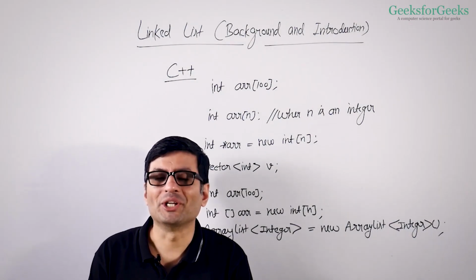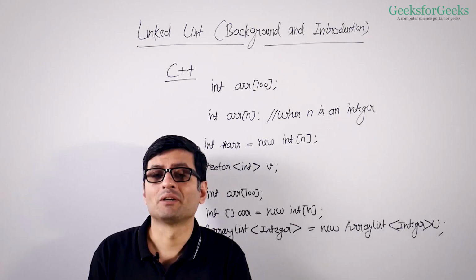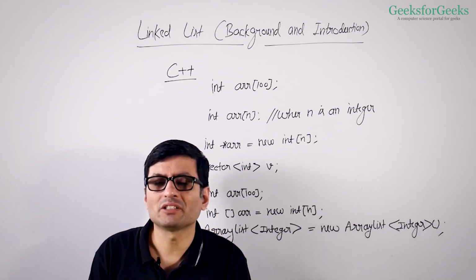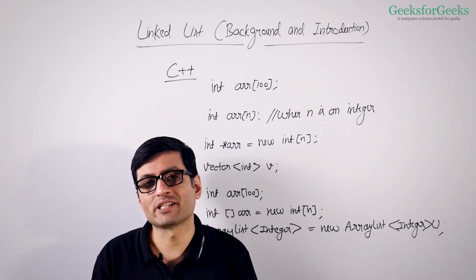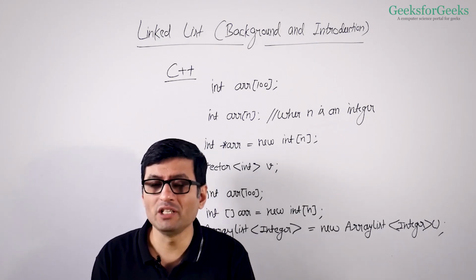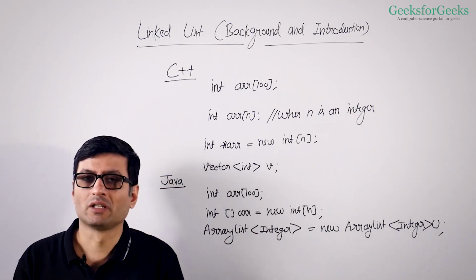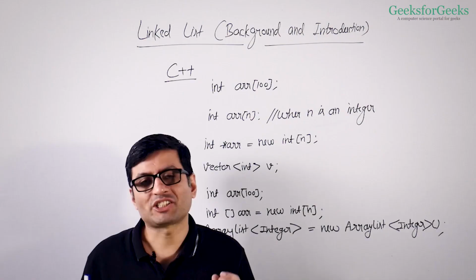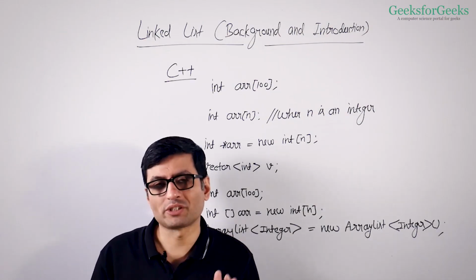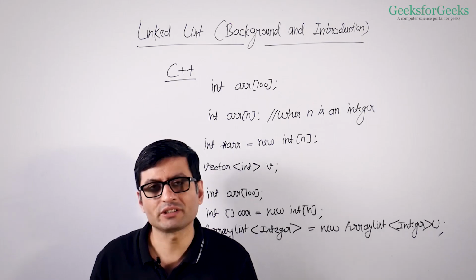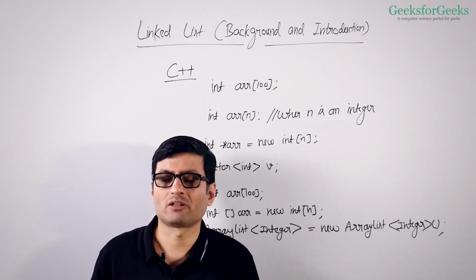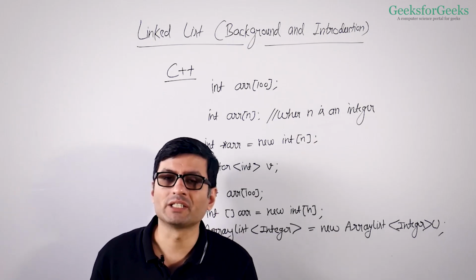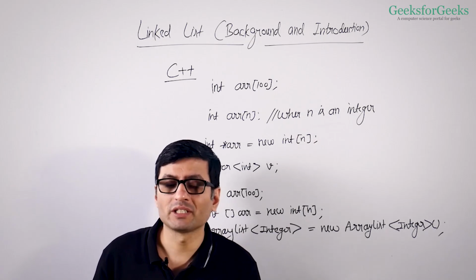Hi, in this video we are going to talk about problems with array data structure so that we understand the problems and we feel the need of linked list data structure. Array is a sequential data structure. It stores elements at contiguous locations. Linked list, on the other hand, drops the requirement that elements have to be at contiguous locations.